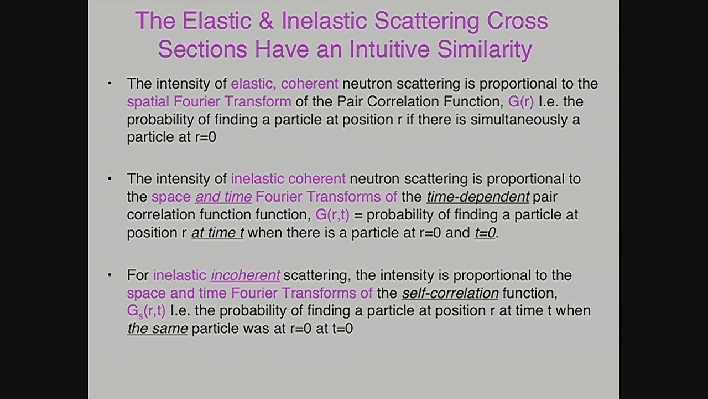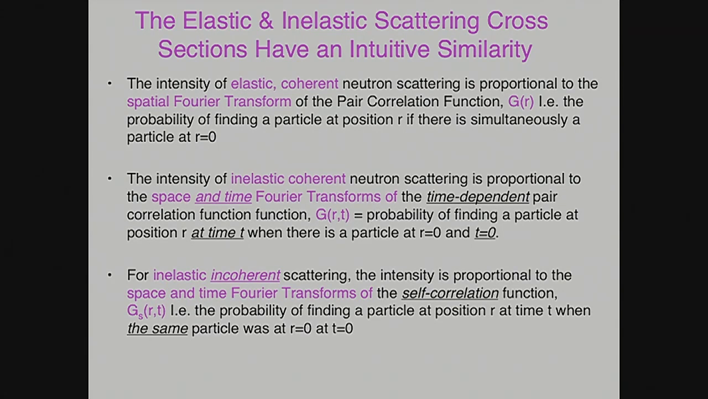What you measure when you're measuring inelastic scattering is a sort of generalization of this. So if you're inelastic and coherent, what you measure is not just the spatial Fourier transform, but the space and time Fourier transform of a time-dependent correlation function. What does that mean? Remember, the static pair correlation function was: put an atom at the origin of the coordinate system, measure the probability that there's another atom distance r away. This correlation function is the probability that if I have an atom at the origin at time zero, I will have another atom at position r at time t. So it's a correlation in space and time, and then you just Fourier transform that to get the intensity that you're measuring.